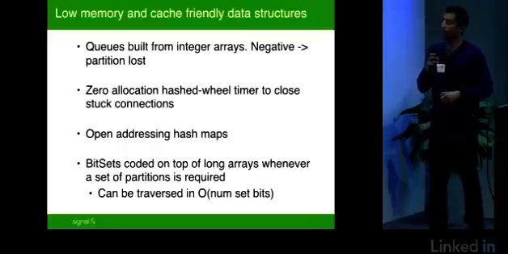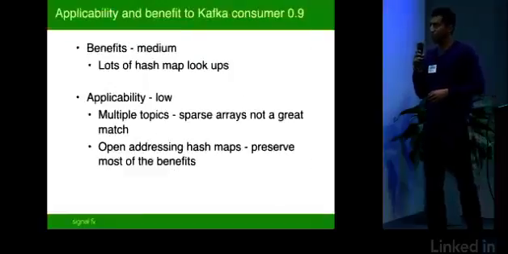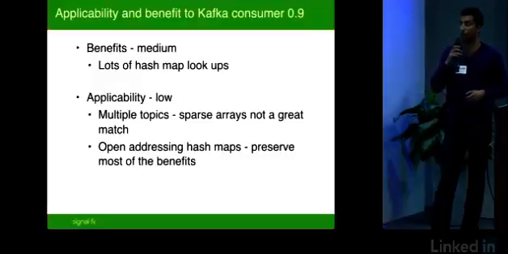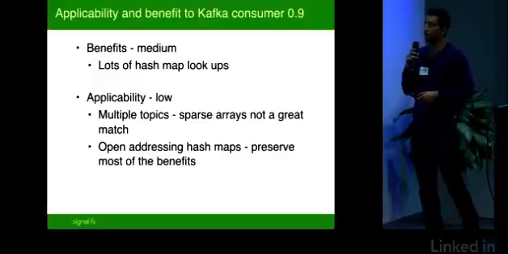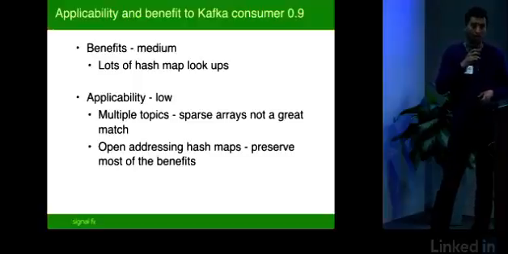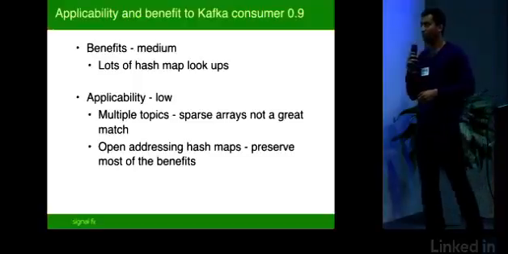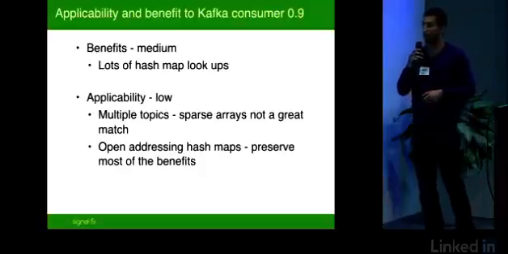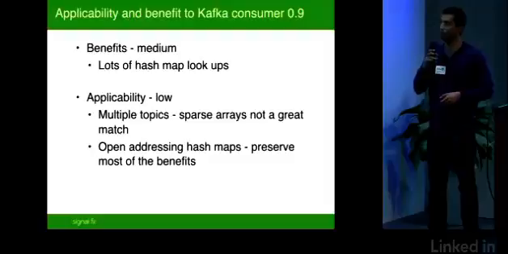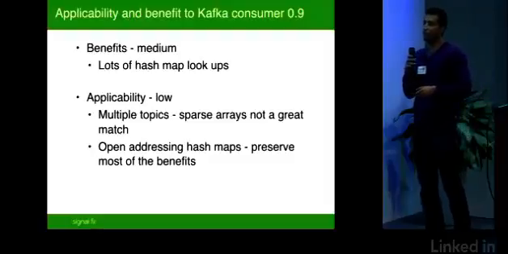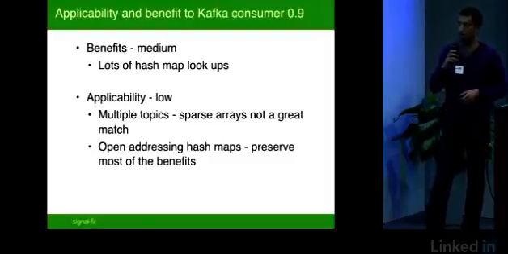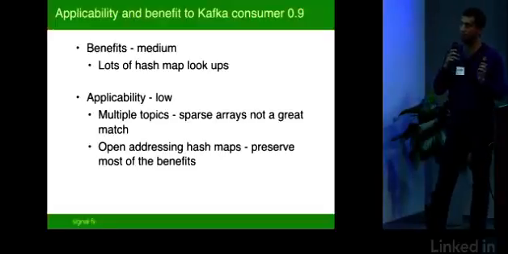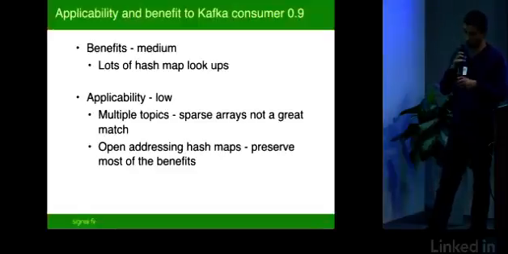All right. So benefits, we think benefits are kind of medium. The Kafka consumer 0.9 actually has a lot of little hash map lookups. Sadly, the sparse array optimization, which we think is awesome, is not very applicable because the consumer 0.9 actually supports multiple topics. So this is not a very generic optimization. On the other hand, we think by switching to open addressing hash maps, which we're not going to talk about at all, you can actually preserve most of the benefits, whereas you avoid most of the loss of flexibility that comes with sparse arrays.